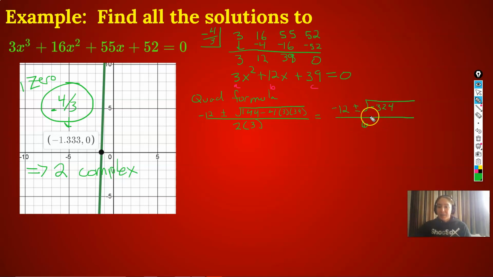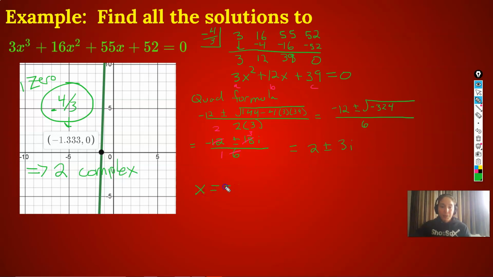All right, reduce this radical here. I happen to know that the square root of 324 is 18. So we'll have negative 12 plus or minus, then the square root of negative 324 will be 18i, all over 6. Now we can divide by 6, divide by 6, divide by 6. So what do we get here as our other two complex solutions? Over 1, we'll get negative 2 plus or minus 3i.